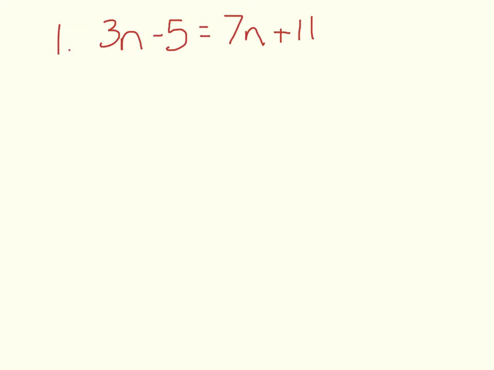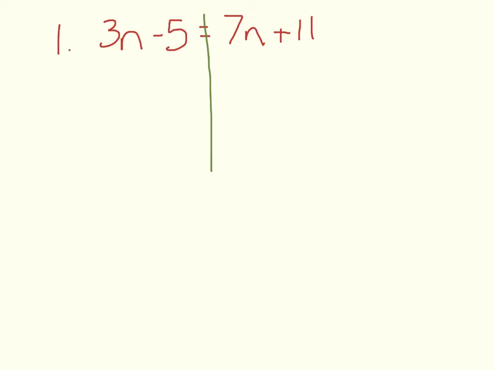All right, number 1. So we have 3n minus 5 equals 7n plus 11. Okay, so I still find my equal sign like I was. And now I have to get my variables to one side or the other. Because they're on different sides, I cannot combine like terms. Okay, so I need to move them to one side or the other. So what I like to do is figure out where are they bigger. Okay, so they're bigger on the right side, so I'm going to move my variables to the right side.